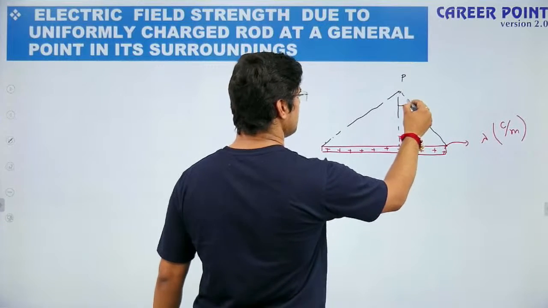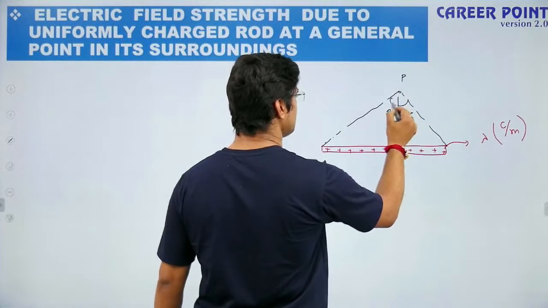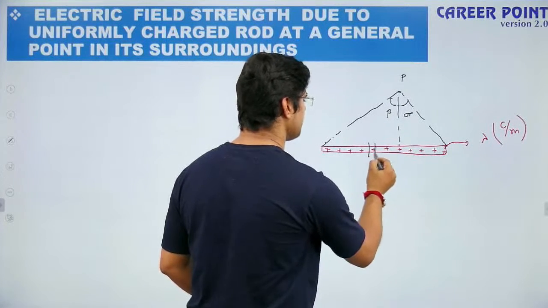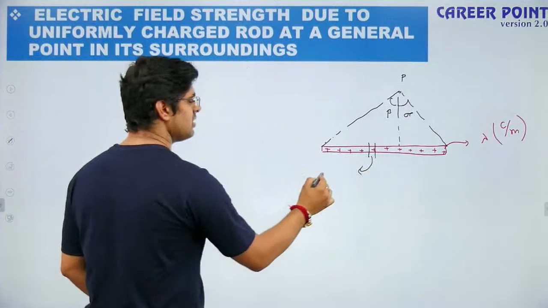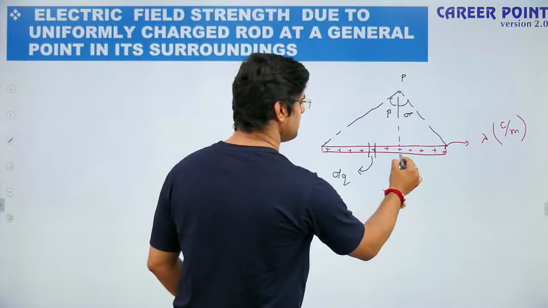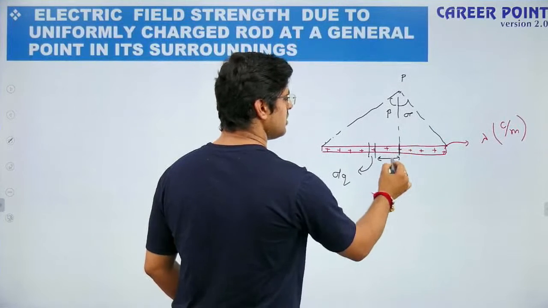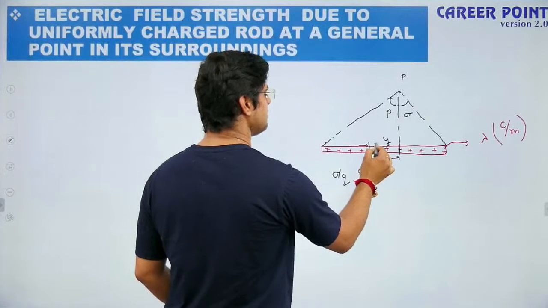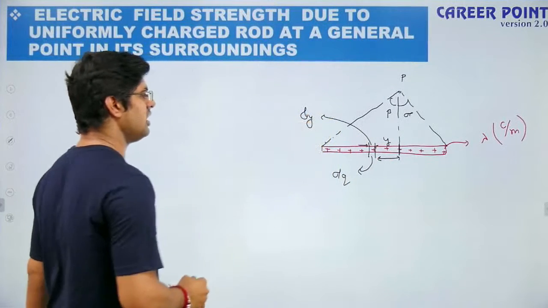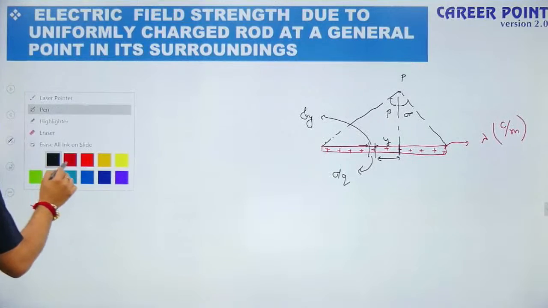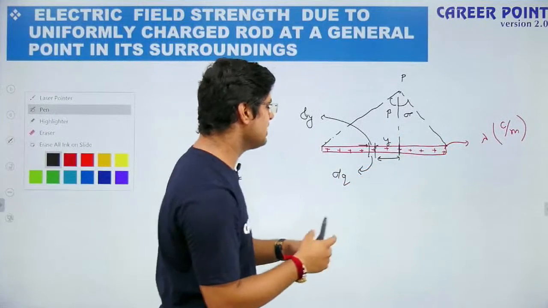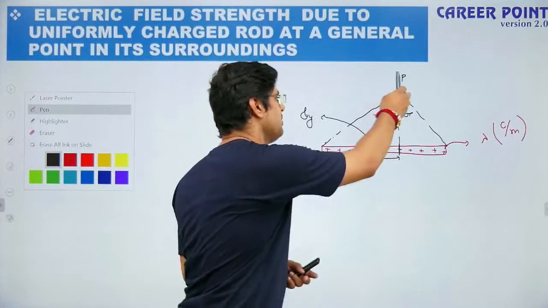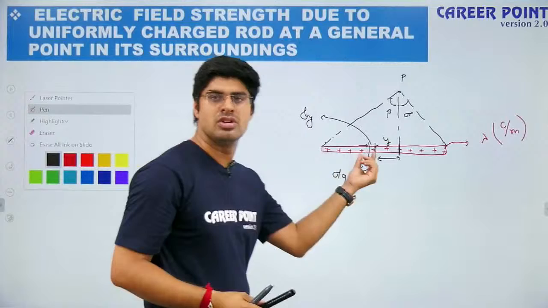So from here we can say, if this is angle alpha and this is angle beta, let's take one element either this side or this side. I am taking this side. So let's say this element has charge dq. The distance of this element from the point we have taken, let it be y, and the length of this element be dy. In that case, to find electric field due to the whole rod, firstly we will find electric field due to this small element, and then we will find electric field due to the whole rod at point P by integrating whatever we get due to the element.